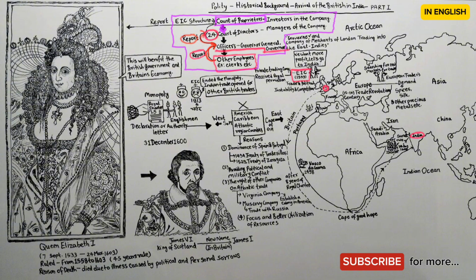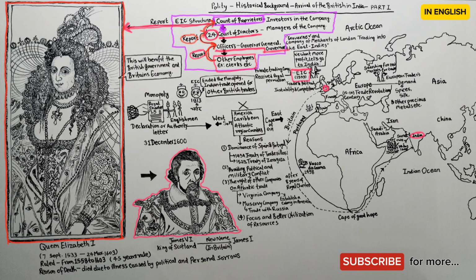And now these court of directors reported to the court of proprietors, because the court of directors were elected by the court of proprietors. Friends, the court of proprietors used to cast their vote on the policies of the company. Along with controlling the financial matters and trade policies of the company, they also played a role in communication between the British government and the company.